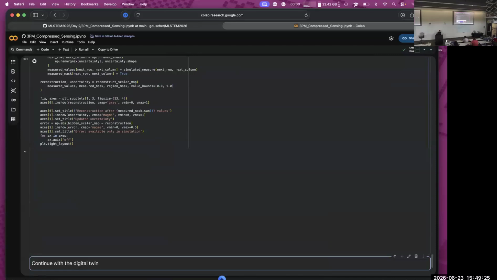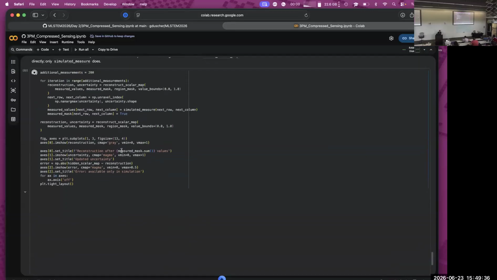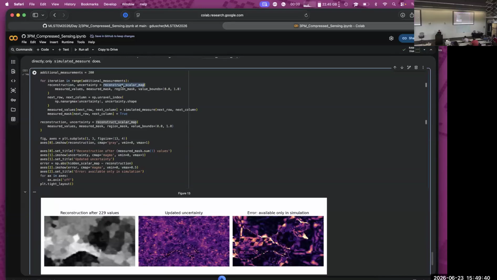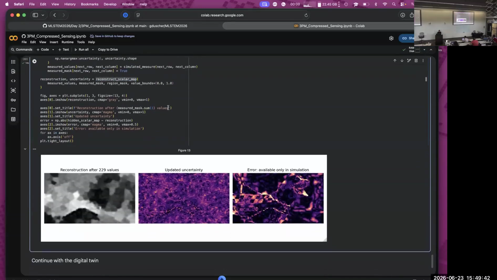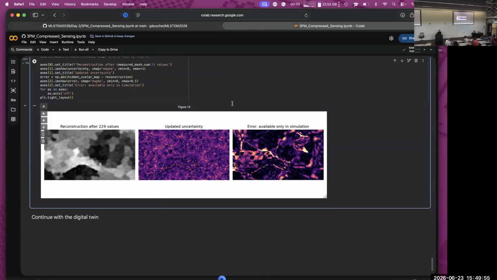If we try 200 more measurements, okay, it takes a second. One good thing is it's pretty uncertain everywhere at this point. And we're starting to get a real image of Smoky. Of course, some of the high fidelity information is still lost in the reconstruction.